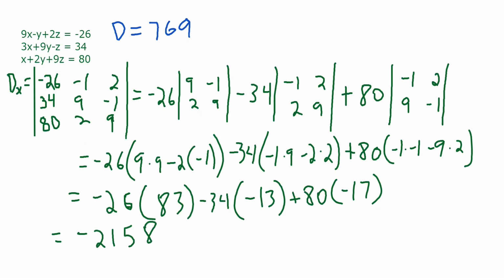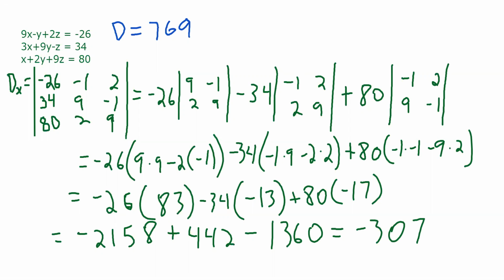-2158 plus 34 times 13, 442, minus, because that's 80 times -17, minus 1,300, excuse me, and 60. And all told, you're going to end up with -3,076.